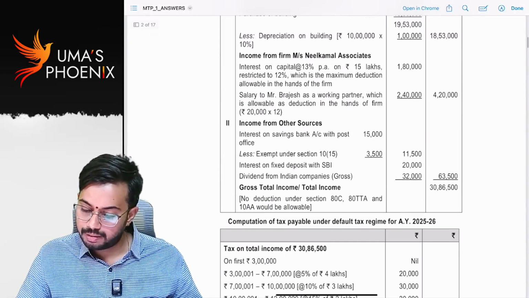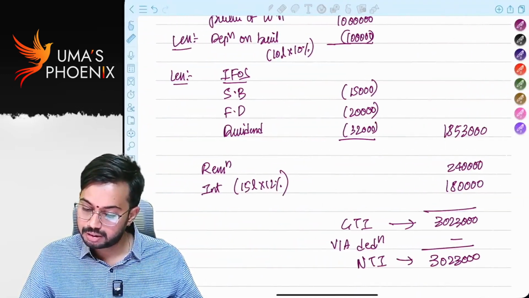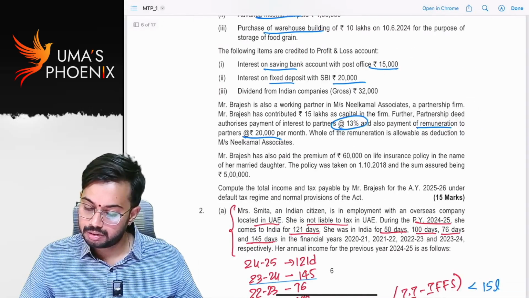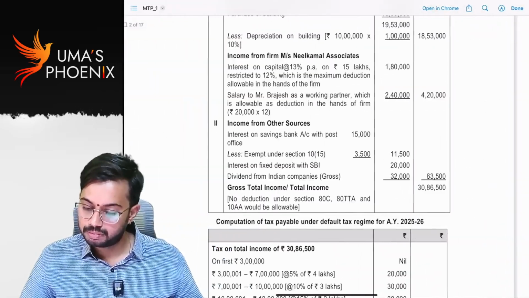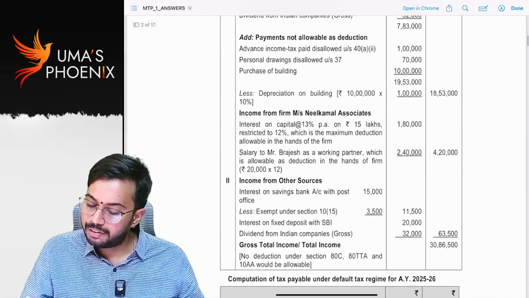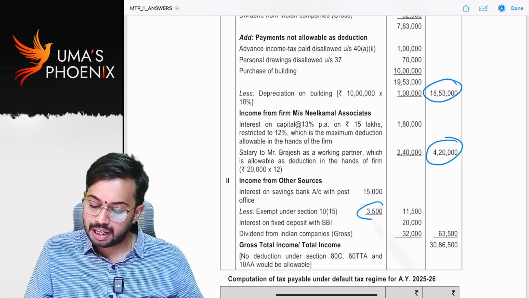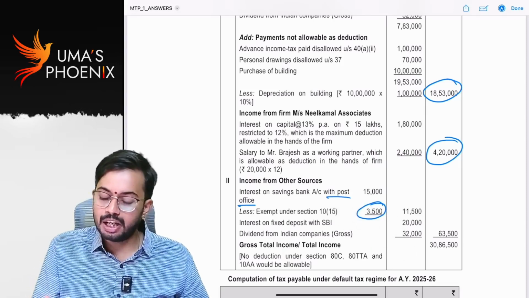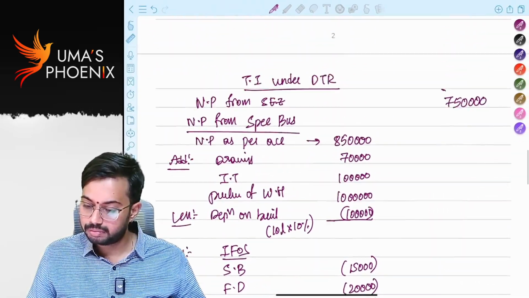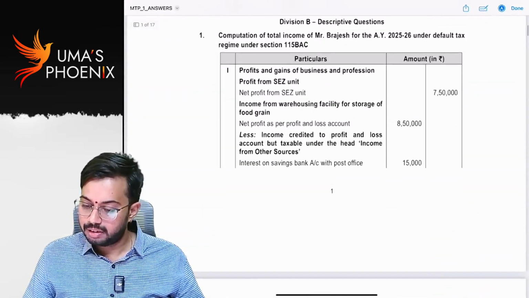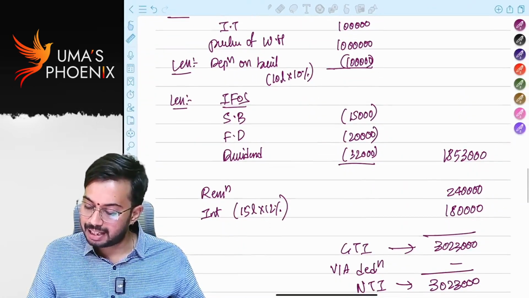Okay. I am sorry. Here dividend is... where it went wrong. 18,53,000 correct. 4,20,000 correct. Yes, interest on savings bank account from post office, so eligible for 1,500 exemption. Correct. 7,50,000 was taxed. 18,53,000 was also taxed.